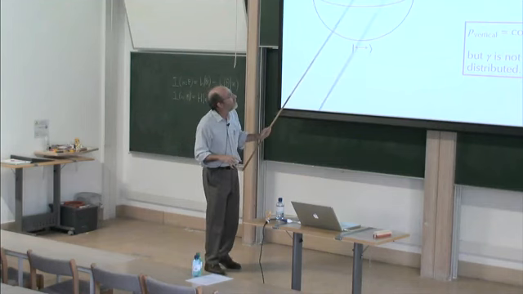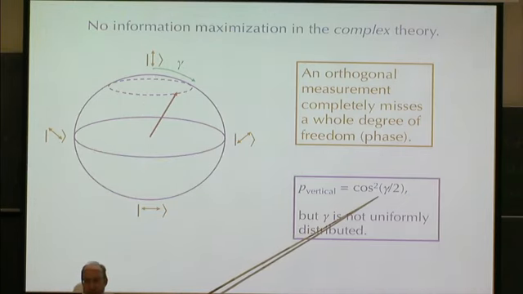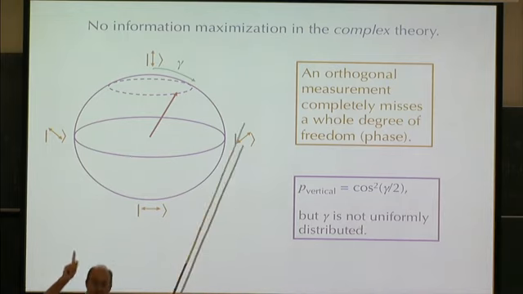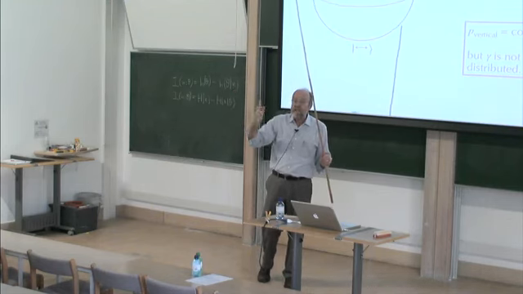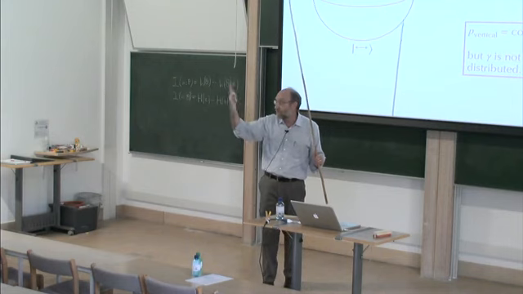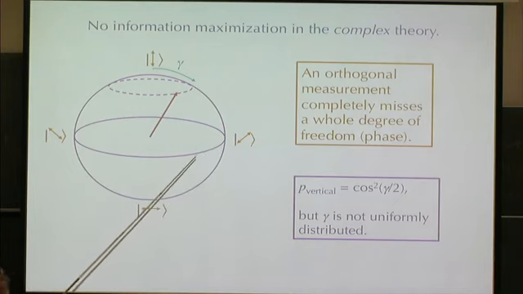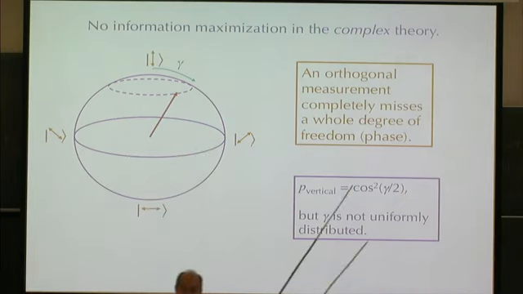But that's not the main issue. The main issue is that the probability of vertical is cosine squared of gamma over 2, where gamma is this angle from the North Pole. The problem is gamma is not uniformly distributed. Cosine of gamma is uniformly distributed between -1 and +1. But gamma is not uniformly distributed. Therefore, the information is not maximized in this sense. So what we've done simply doesn't work.